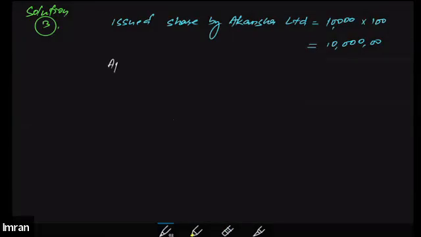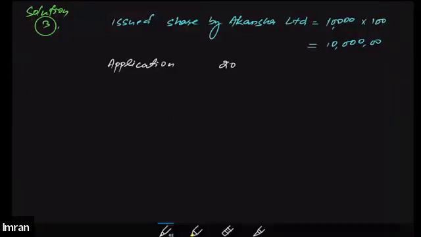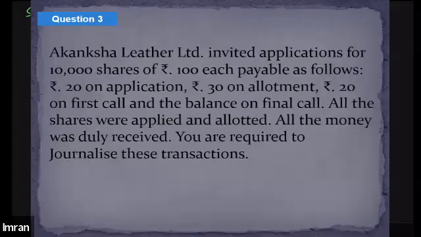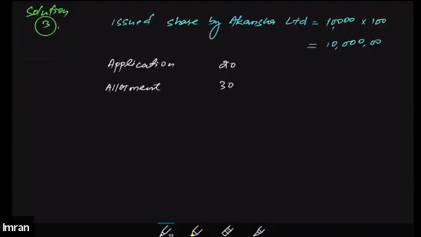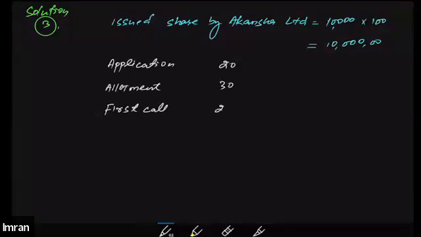On application, we will receive how much? 20 rupees on application, right? Then 30 rupees per share on allotment, then 20 rupees on first call, that means third installment, and remaining on final call.